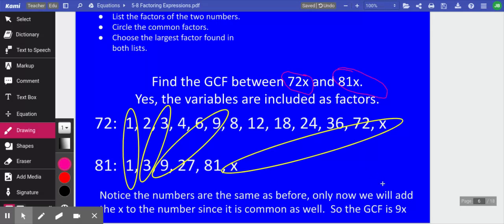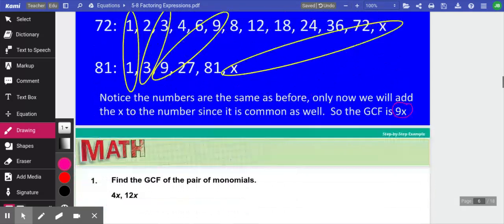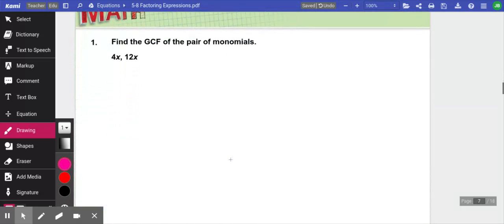So at the bottom here, you'll notice it's the same, except we just add the x at the end. So it's instead of just 9, it's 9x, because x is the variable found in both. So let's look at another example.